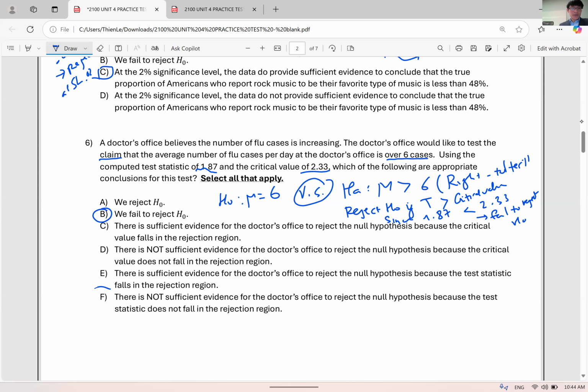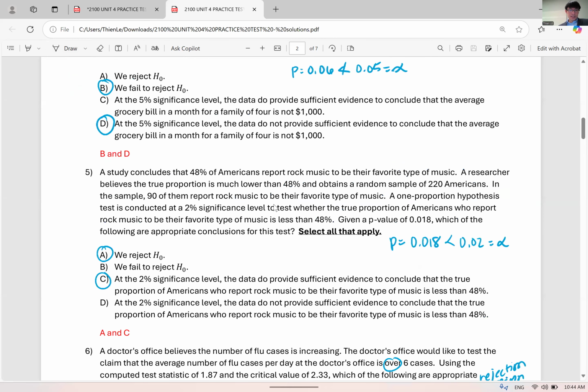Okay, so B and F. Okay, you have to be very careful. It's a bit tricky with the language here, but anyway, it helps you to understand the testing decision better with the critical value method. So B and F are the answers. It's good.